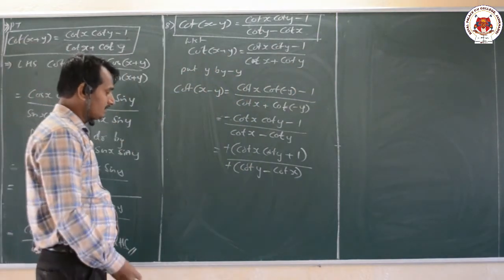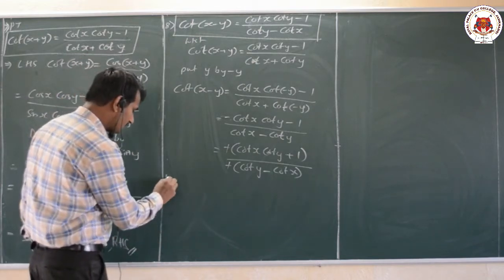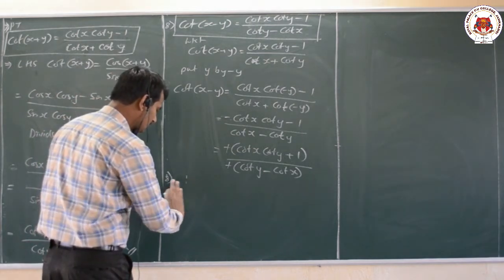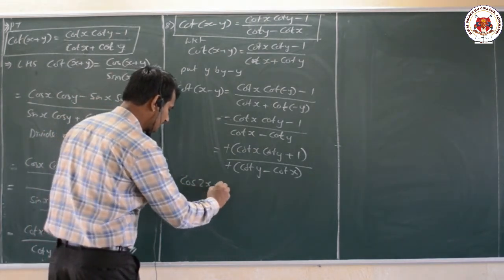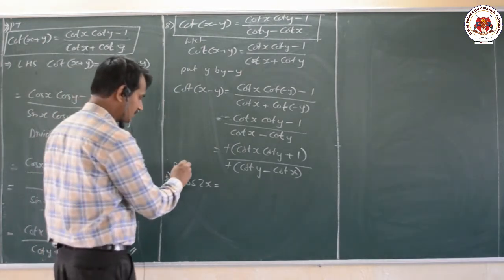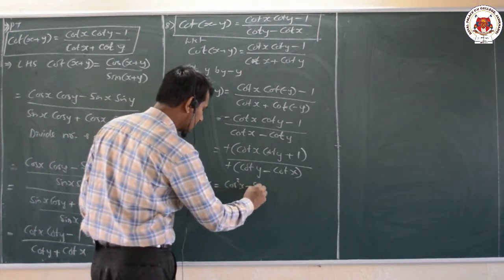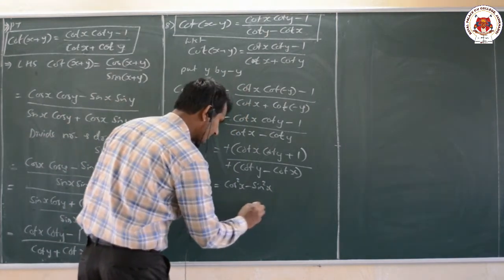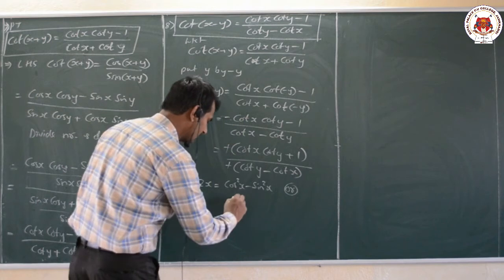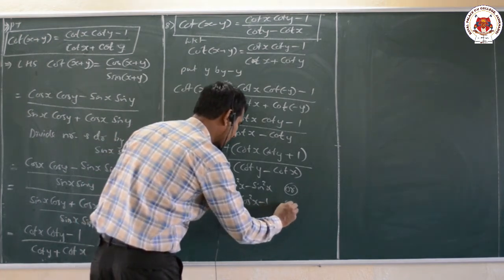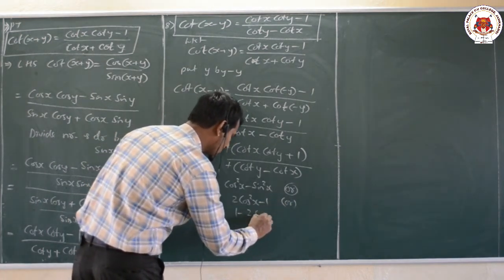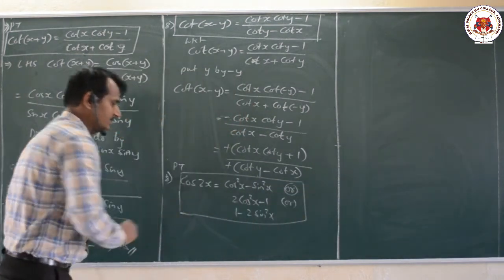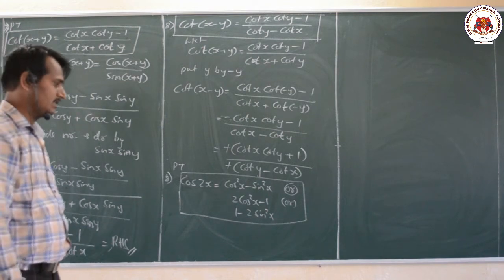Okay dear students, now let us begin with the next part, the sin 2x or cos 2x formula. We shall prove that cos 2x equals cos square x minus sin square x, or 2 cos square x minus 1, or 1 minus 2 sin square x. This particular thing I will prove here.